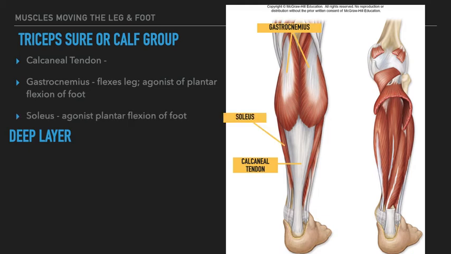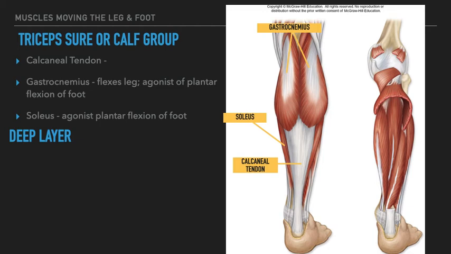You also have the soleus. This is going to be an agonist for plantar flexion of the foot. The origin is the proximal shaft of the fibula and the medial border of the tibia, and it inserts also on the calcaneus, again via that calcaneal tendon.